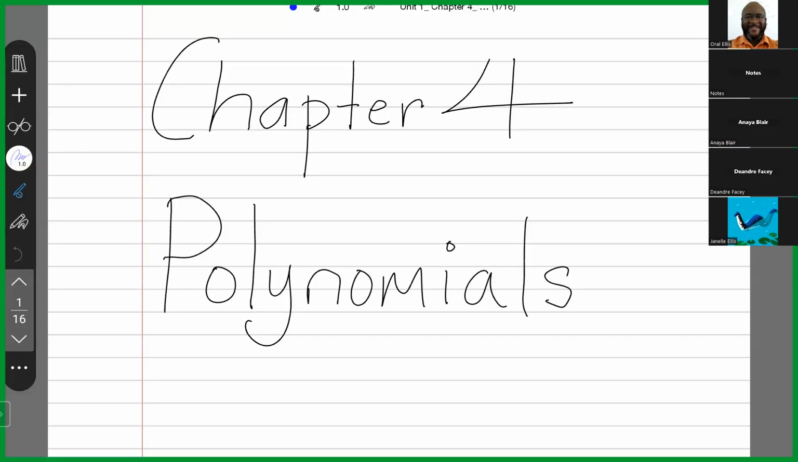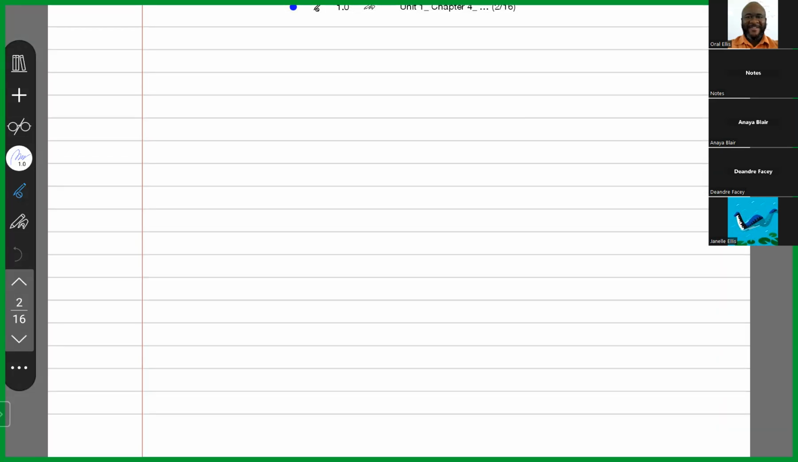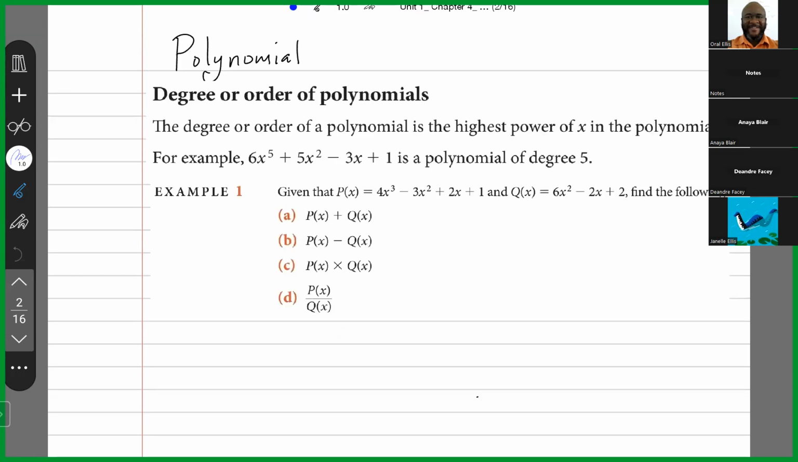All right, so chapter 4, polynomials. One of the first things we have to know as it relates to a polynomial, and essentially a polynomial is an expression with multiple terms. I guess we could say a polynomial is an expression with two or more terms.